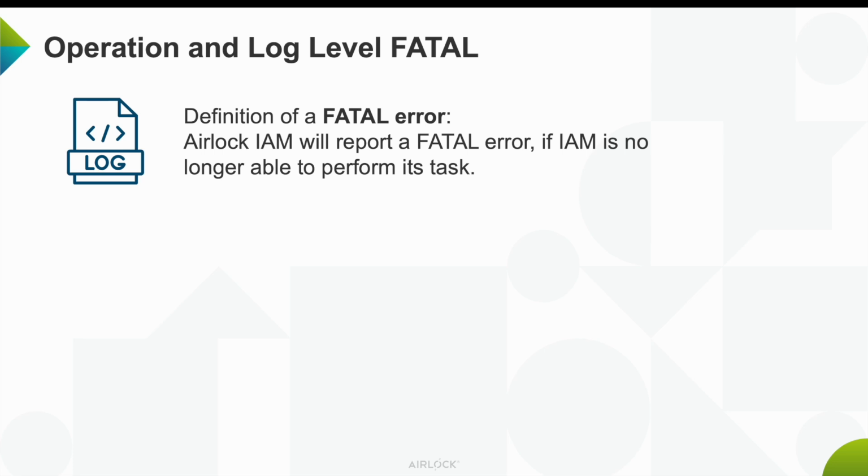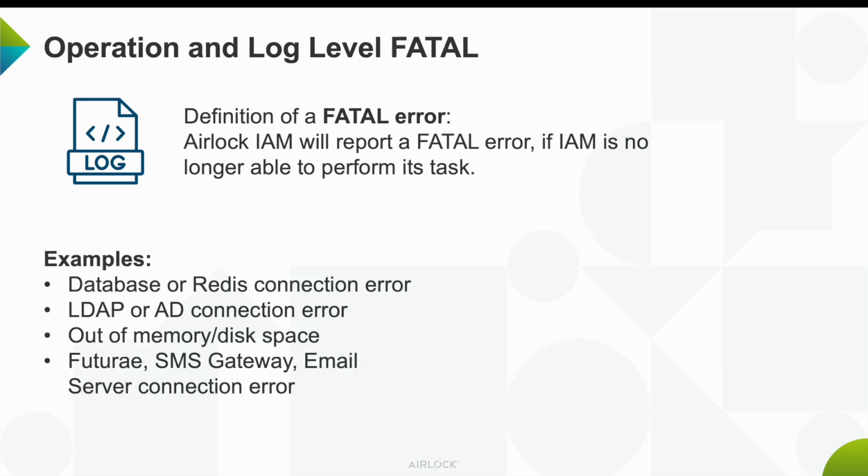The next thing may be actually small in implementation, but may have quite a big impact if you're more on the operational side. We've changed our way how we define a fatal error. In the past, we were very much focused and we only reported fatal errors if IAM itself had a serious problem. Now we've expanded that definition and we're reporting fatal errors if IAM is no longer able to perform its task. Why is that such a dramatic change?